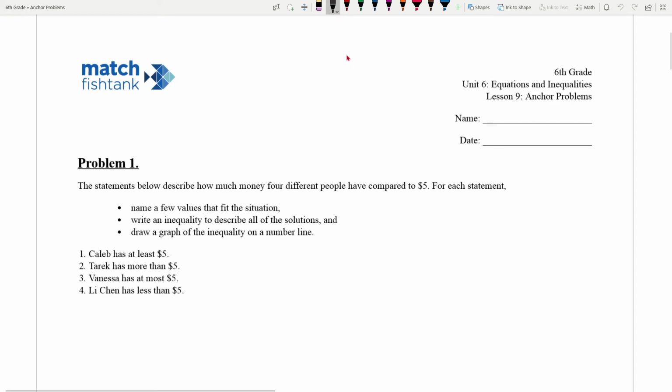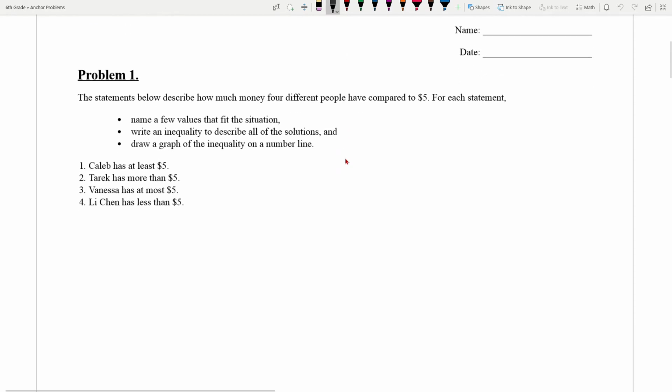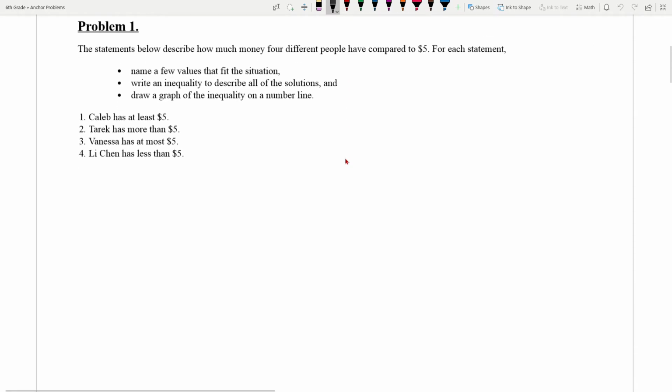Hey, Mr. Richards here. Today's 6th grade Unit 6 Lesson 9 Anchor Problems. In Problem 1, the statements below describe how much money 4 different people have compared to $5. For each statement, name a few values that fit this situation, write an inequality to describe all of those solutions, and draw a graph of the inequality on a number line.